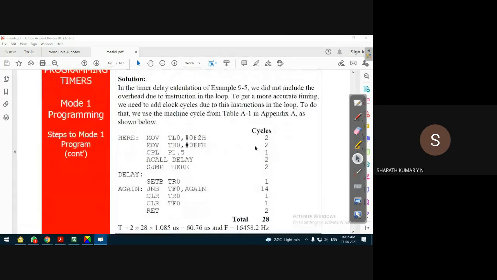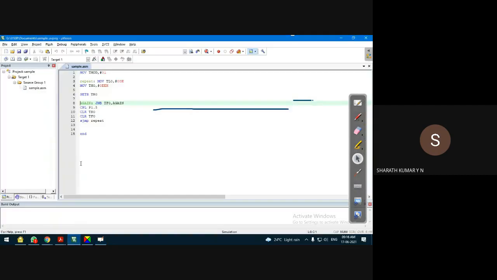Okay, so to get accurate timing, we need to add clock cycles due to this instruction in the loop. In the last class we had written this program. I don't know whether the program is open. Let me check in the compiler. Yeah, here it is.